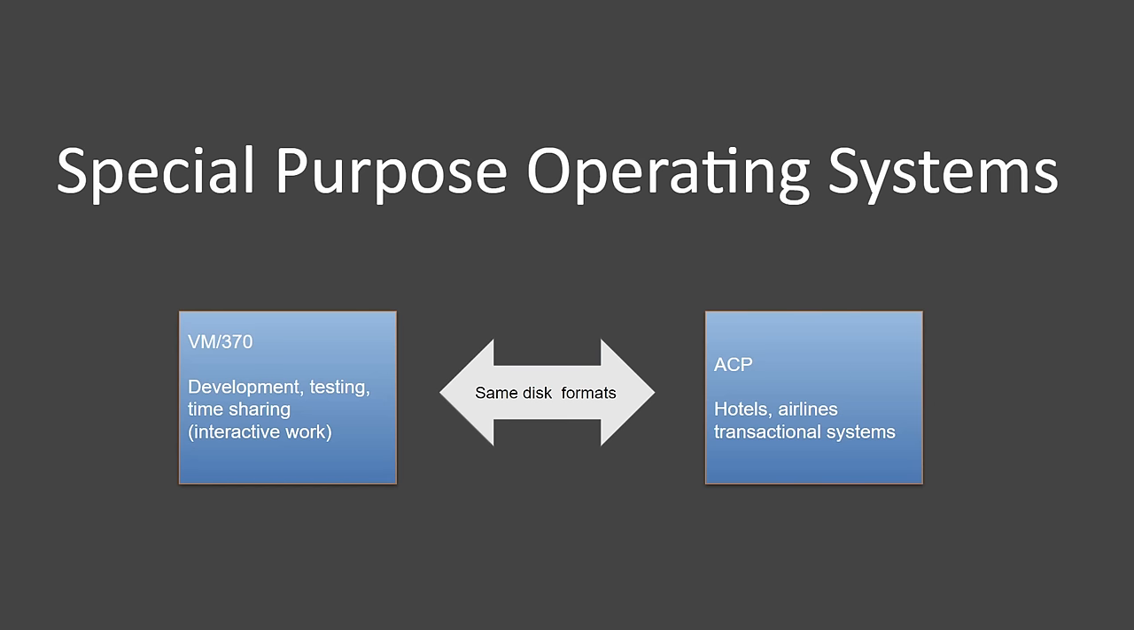So that's why to this day we have at the very least 4 IBM mainframe operating systems. As I mentioned, we will look into the lineage later, but that would be DOS 360 for small mainframes and batch jobs, then OS 360 for larger systems, multitasking and multi-user, then VM 370, as you see here, for time sharing and development, and then ACP for hotels and airlines and other businesses where you have a huge number of transactions but short-lived ones.